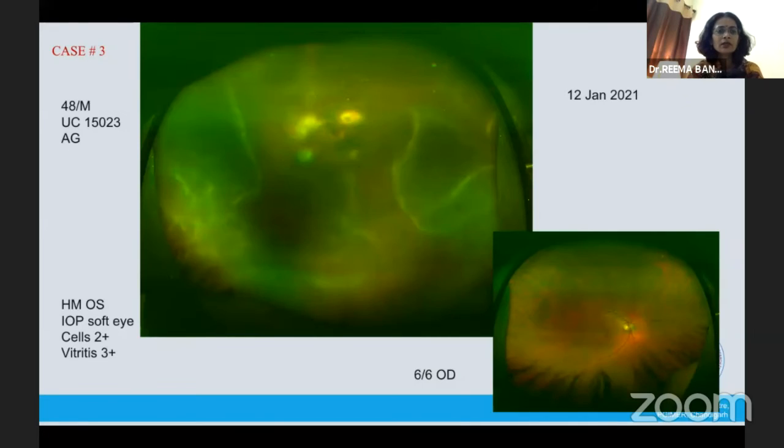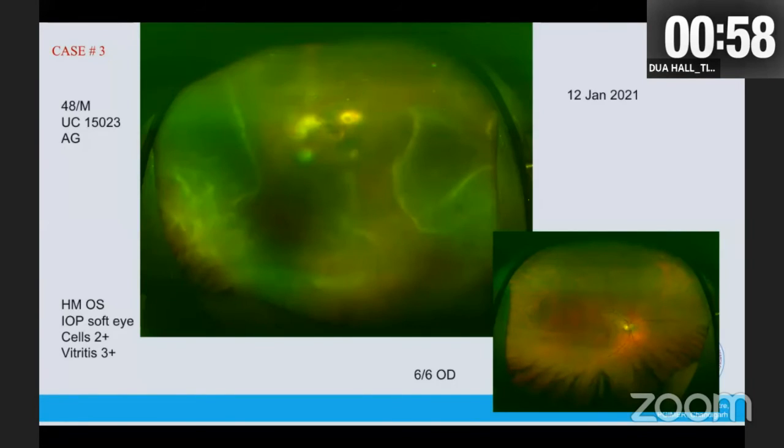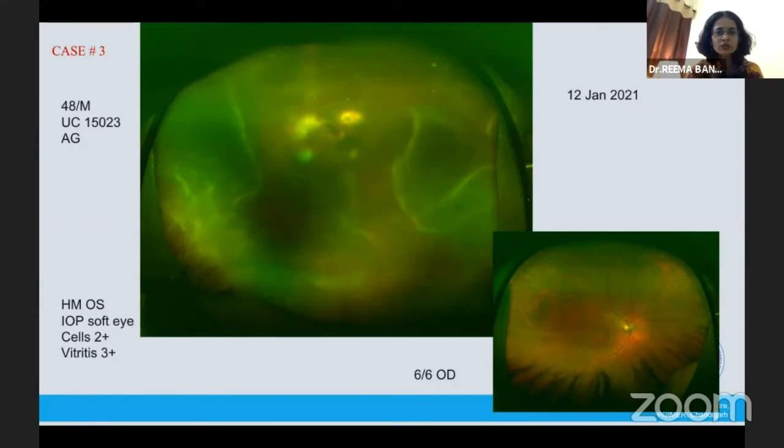Third case is a quick one. A 48-year-old male presenting with this kind of picture. He has poor vision in this eye, only hand motions. You can see there are a lot of cells in the anterior segment, and there's significant vitritis. You can see exudative retinal detachment, a lot of scars in the macula, and the IOP was not recordable in this eye. It was an extremely soft eye.